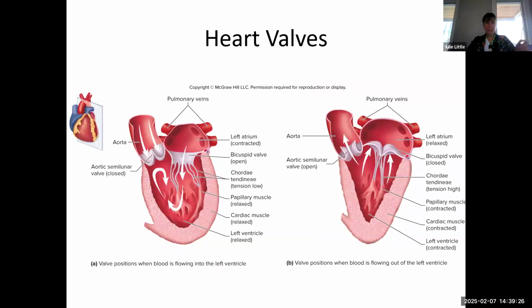Okay, let's do these valves. I hope you're taking breaks as needed. This is a lot of stuff.